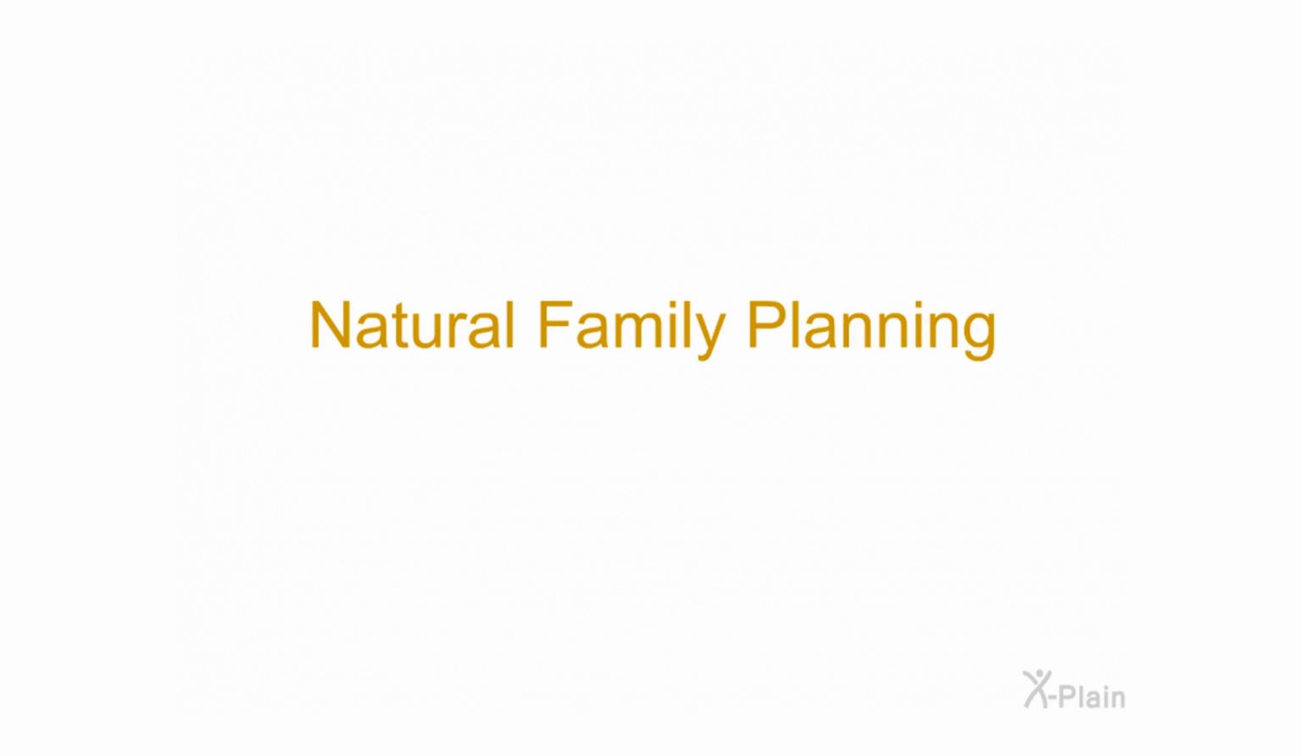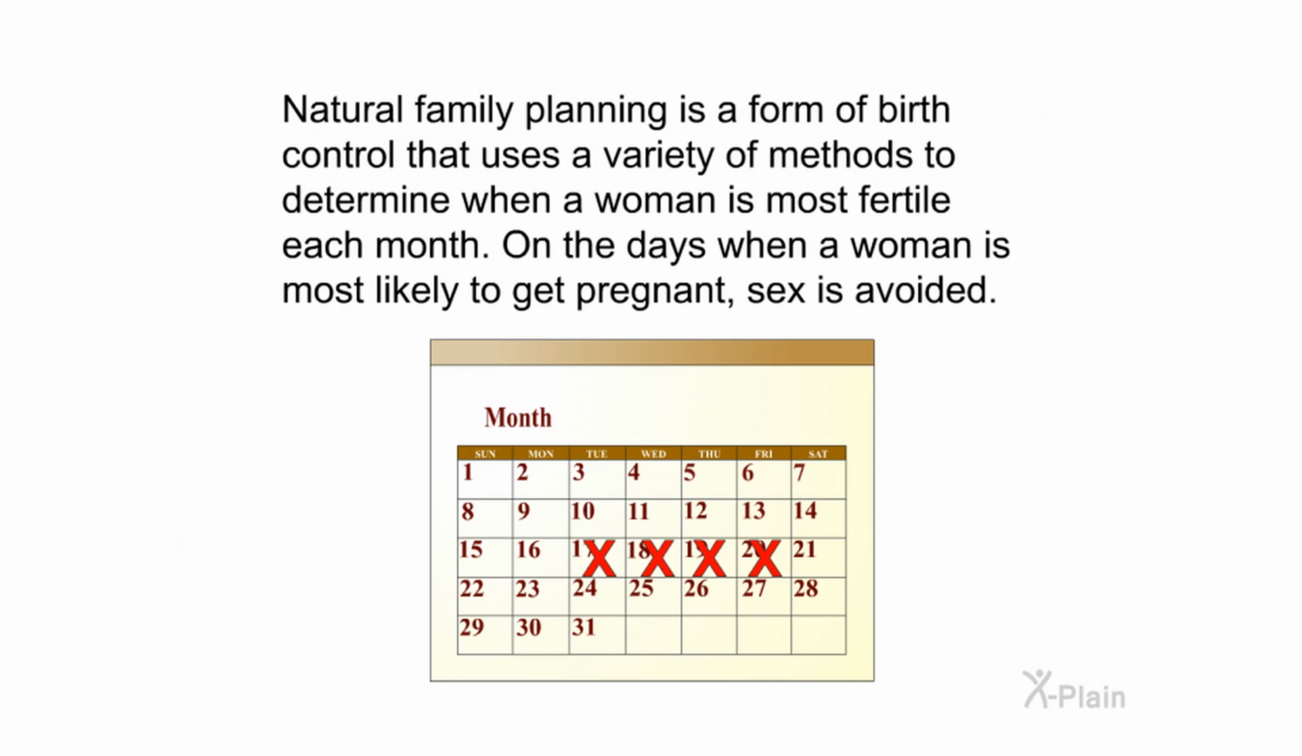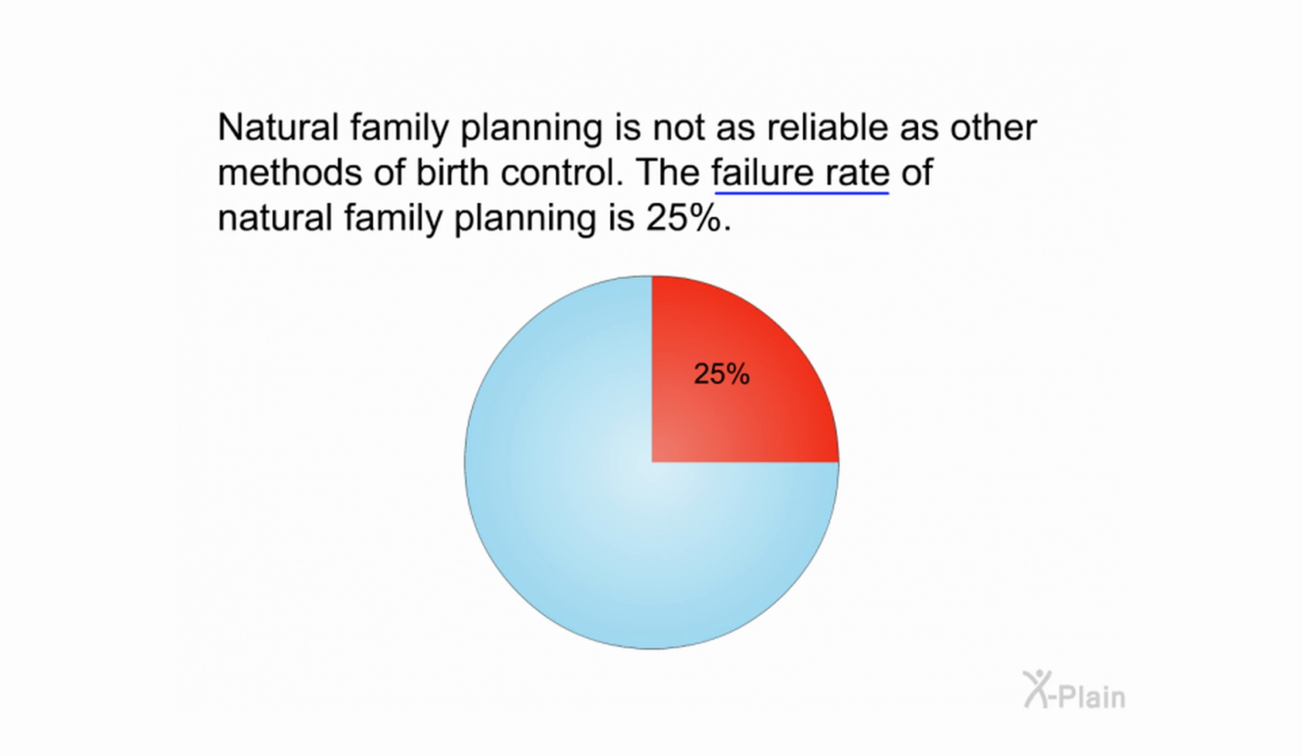Natural family planning. Natural family planning is a form of birth control that uses a variety of methods to determine when a woman is most fertile each month. On the days when a woman is most likely to get pregnant, sex is avoided. Natural family planning is not as reliable as other methods of birth control. The failure rate of natural family planning is 25%.